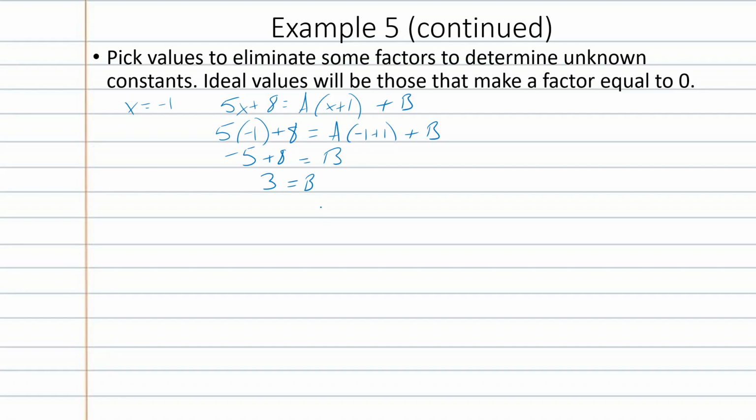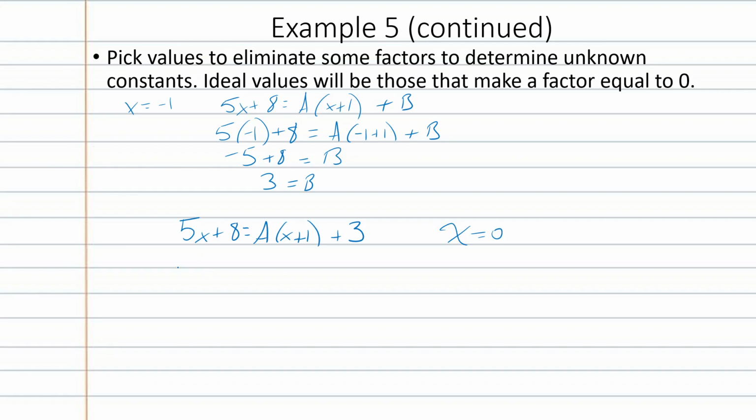Now I need to figure out what my a is. I already know my b, so I'm going to plug my b in. I'm plugging 3 in for b. Now my x can be anything, right? I don't really have a restriction on my x here. I need my x to go away, but I need to keep my a in this portion. So here I'm going to let x just equal 0.